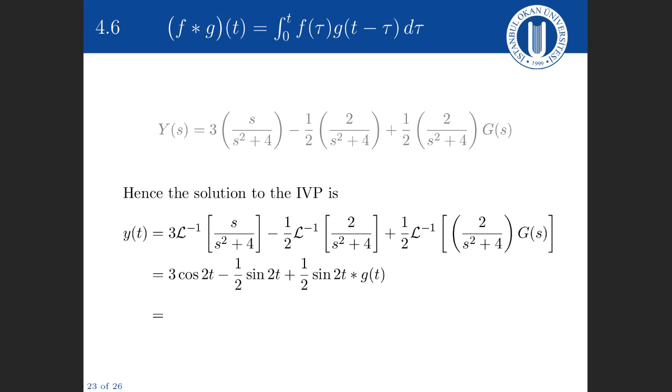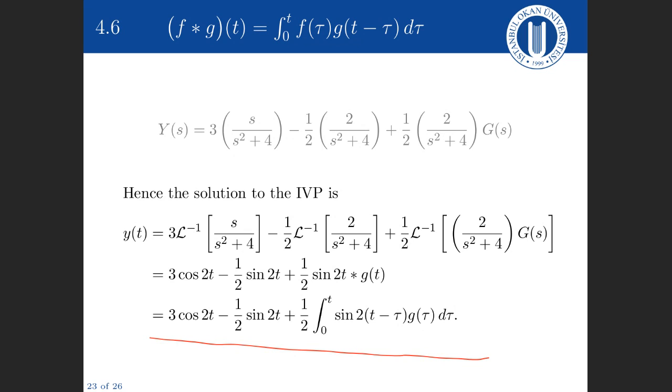We have 3 cos 2t minus a half sine 2t plus a half sine 2t convoluted with small g of t, or we can write this in terms of the integral. And this is true for any g. We don't know what function g is, but we found the solution to the problem. Anytime we're given a function g, now we just stick this into the integral, calculate the integral, and we have our solution to the problem.